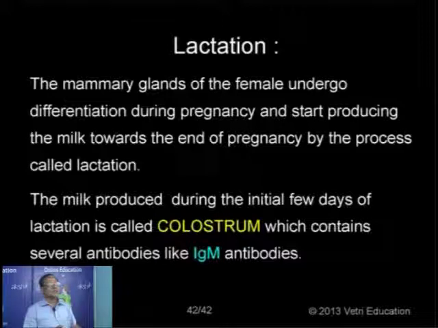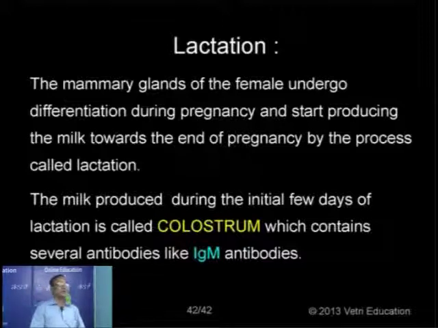Only the suckling of the baby stimulates the mammary gland to release milk. If there is no suckling, there is no release of milk by the breast. So the formation of milk is a hormonal event, and the release of milk from the lactating breast is purely a neural reflex, stimulating the mammary gland to release it.